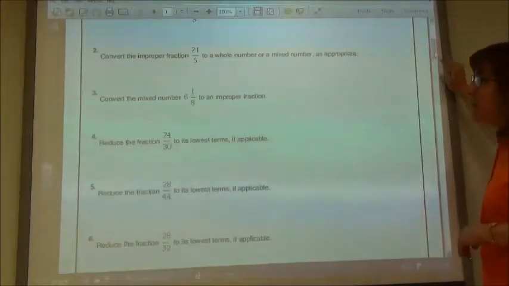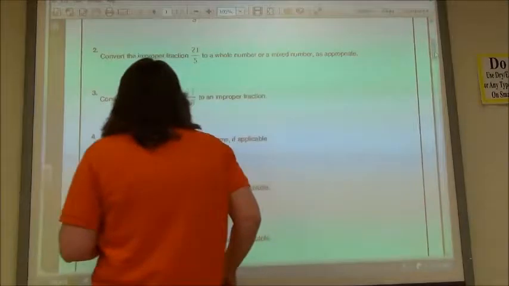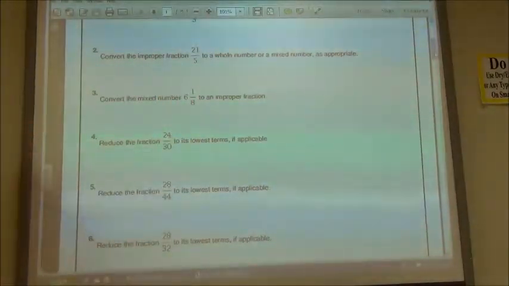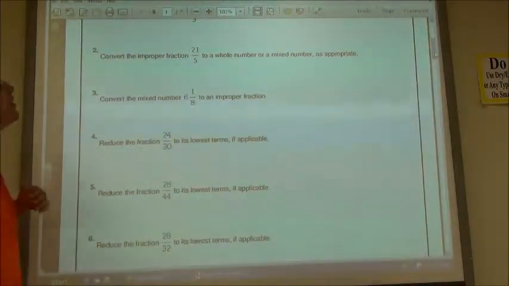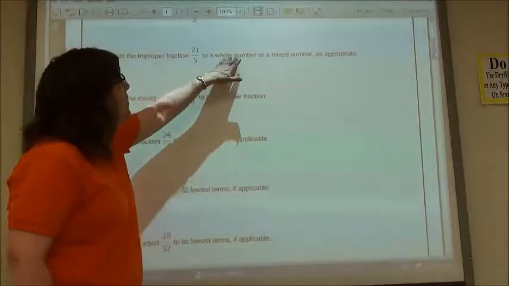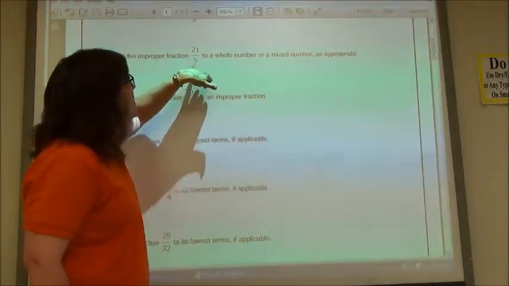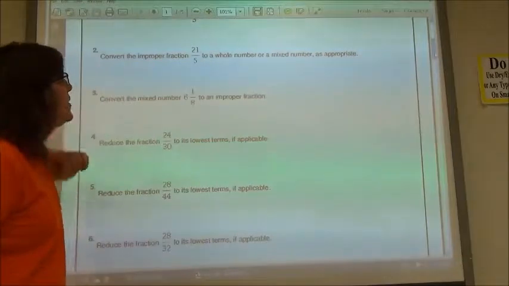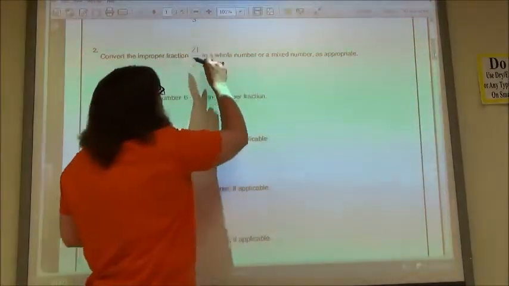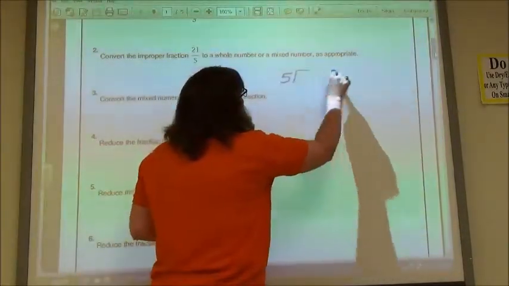Slide that up a little bit. So again, we have an improper fraction, 21/5. I want to change it to a whole number or a mixed number as appropriate. We get a whole number if it divided in there evenly. If it doesn't go in there evenly, that's when we end up with a mixed number. So 21 divided by 5. The 5 goes on the outside.